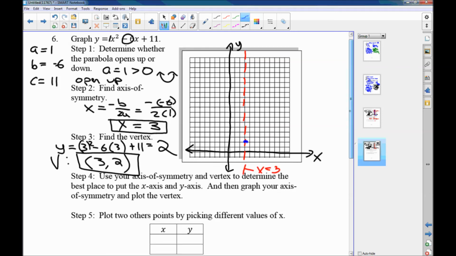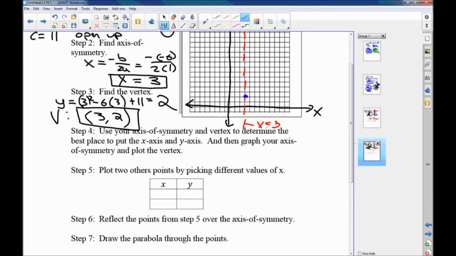All right, so now we're on to number 5. Plot 2 other points. So we've already used 3. So let's back up and we'll use 2, 1 and 0 and see what happens. And I'm going to pick 0 because it's really easy. I know the 0 already. That's 11. That's the c value. Okay, remember that's where our y-intercept is.